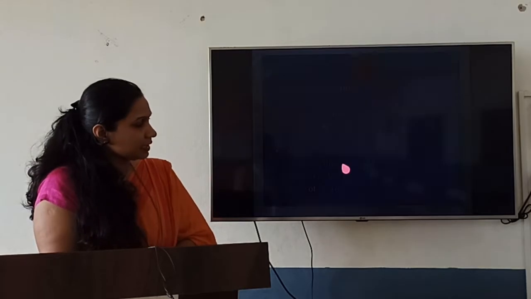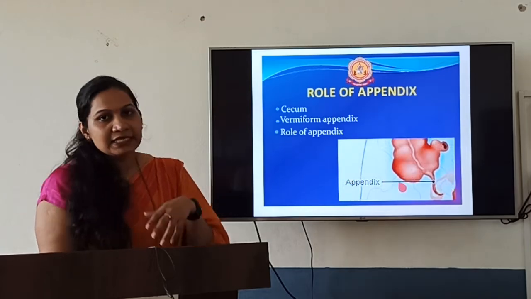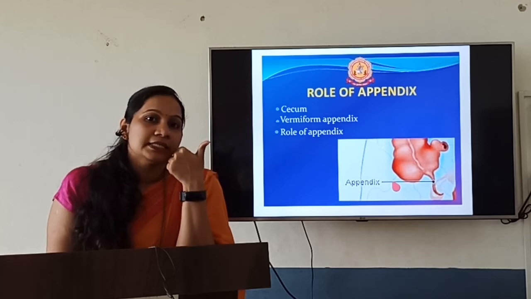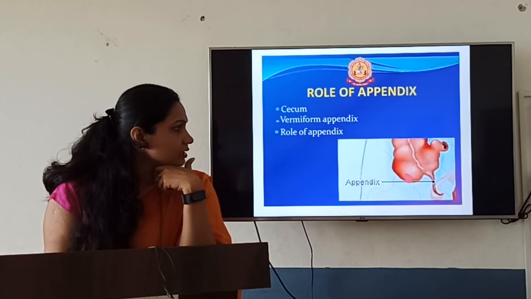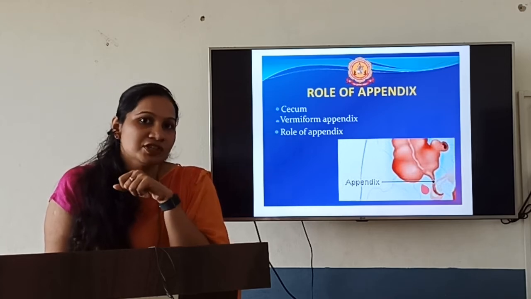Okay, so that mainly takes place in the rectum. Next, in the cecum region: the large intestine mainly consists of three parts, that is, the cecum, colon as well as the rectum. In the cecum region there is a small extended part known as the appendix, which is known to be the vermiform appendix. That is a vestigial organ.